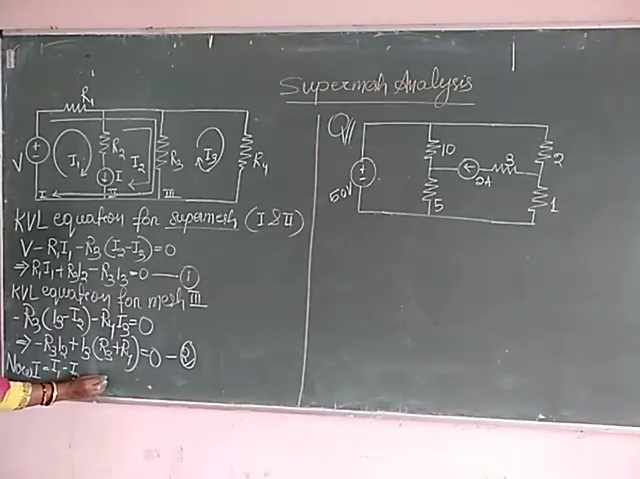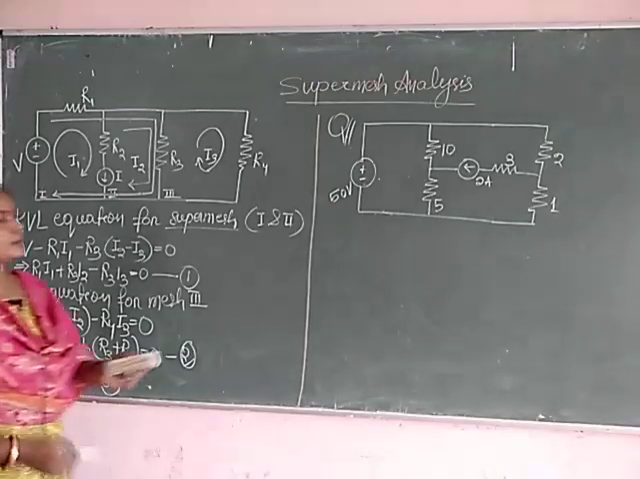Take it as equation number 3. By solving equations 1, 2 and 3, you get each branch current in this circuit. After solving equations 1, 2 and 3, if you get I1, I2 or I3 as negative, for that you write a conclusion: the assumed direction is opposite to the actual direction.